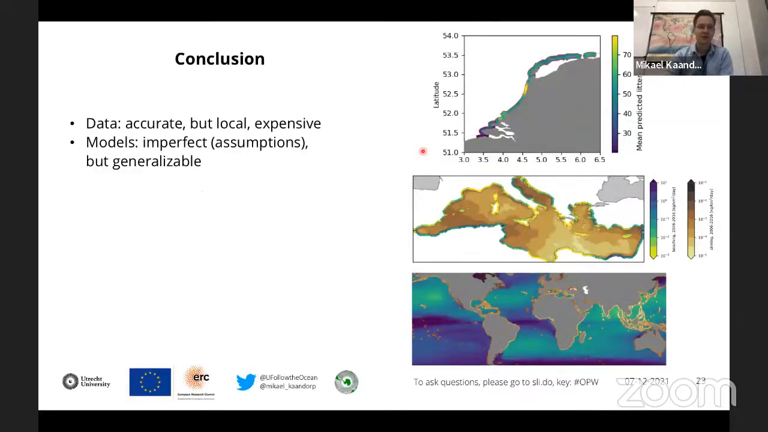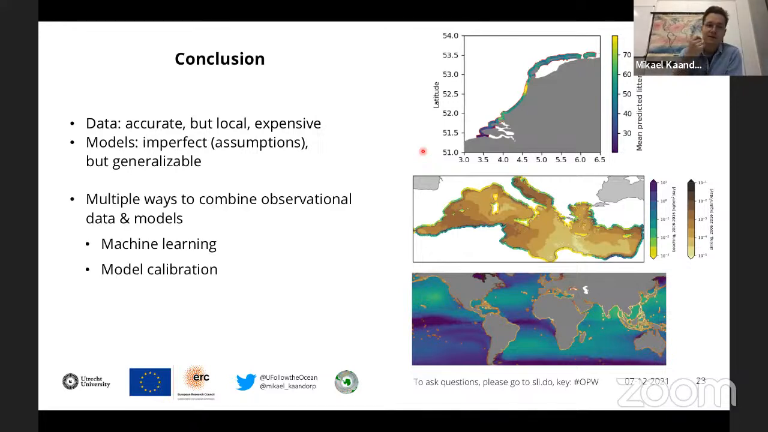So it brings me to the conclusion already. So I discussed that data are generally accurate, but they're pretty local, both in space and time, and they are more expensive to obtain. And on the other hand, we have models which are clearly imperfect due to their many assumptions, but they're really generalizable, which is a big plus. And ideally, we want to combine these models with these observational data.